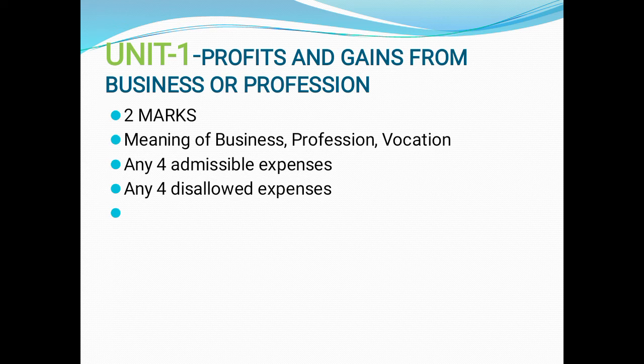For 2 marks you may get the meaning of business, profession and vocation. Again for 2 marks they may ask you to write any 4 admissible or allowable expenses, or any 4 disallowable expenses, or any 4 expenses expressly disallowed. Like that they may ask any 4 different expenses, and you can identify these expenses if you know how to calculate the income from business and income from profession. So this is about 2 marks.